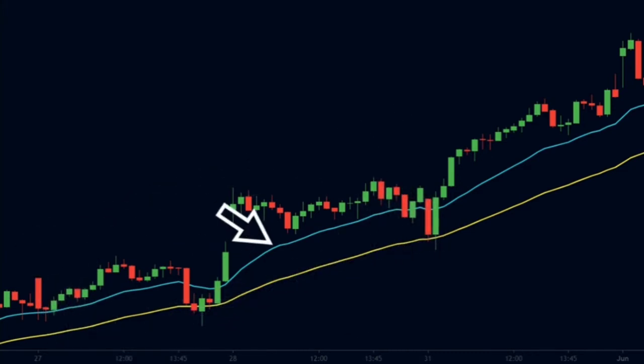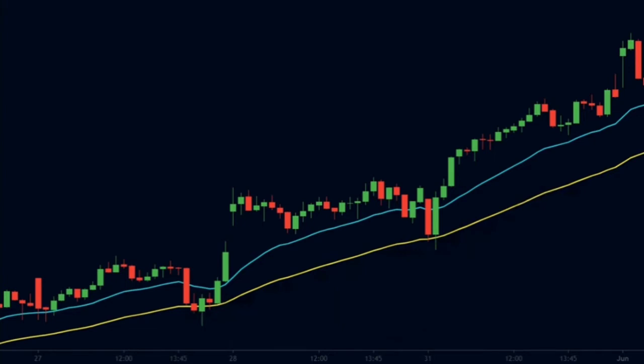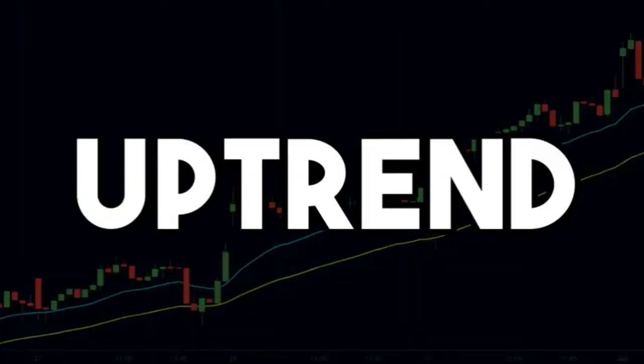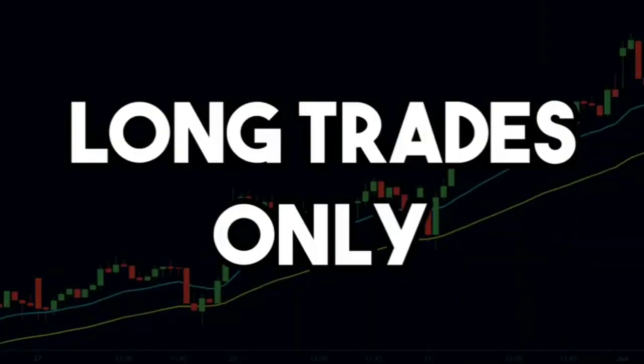The 20 EMA should be above the 50 EMA. And both of these moving averages should be sloped upwards. When all of these conditions are met, we can conclude that the price is in an uptrend. Hence, we will be looking for long trades only.